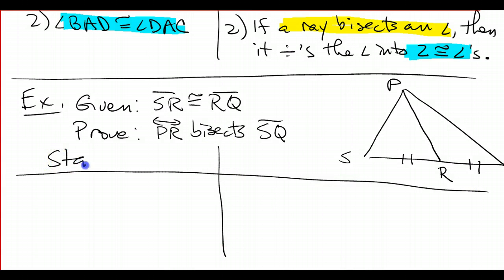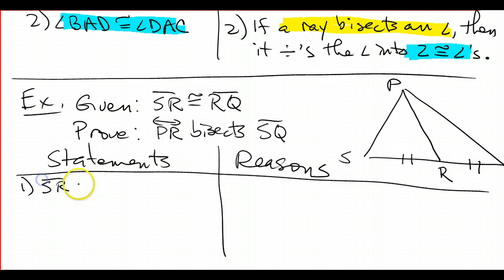I've got my statements. I've got my reasons. So number 1, SR is congruent to segment RQ. My reason is that it's given. Let's try that again. Okay, and what I want to do is prove that line PR bisects SQ.